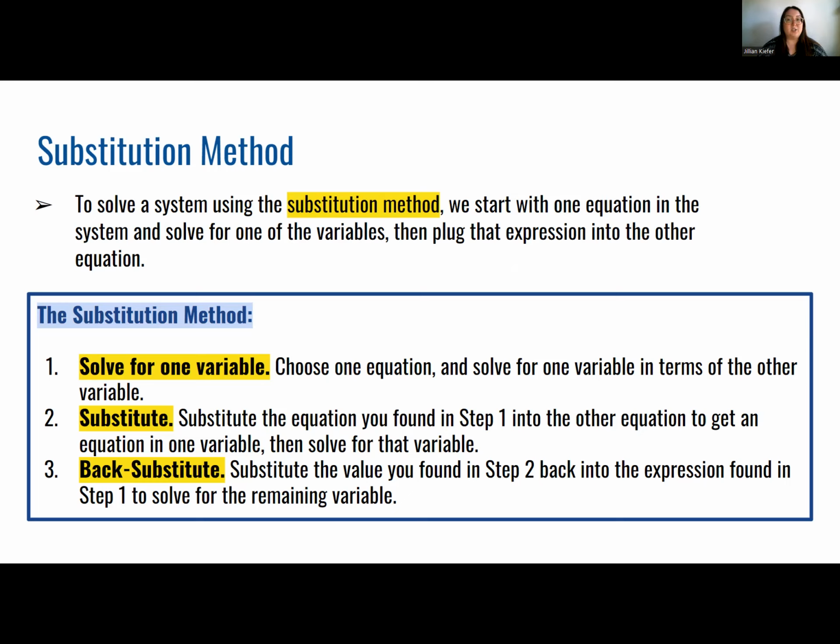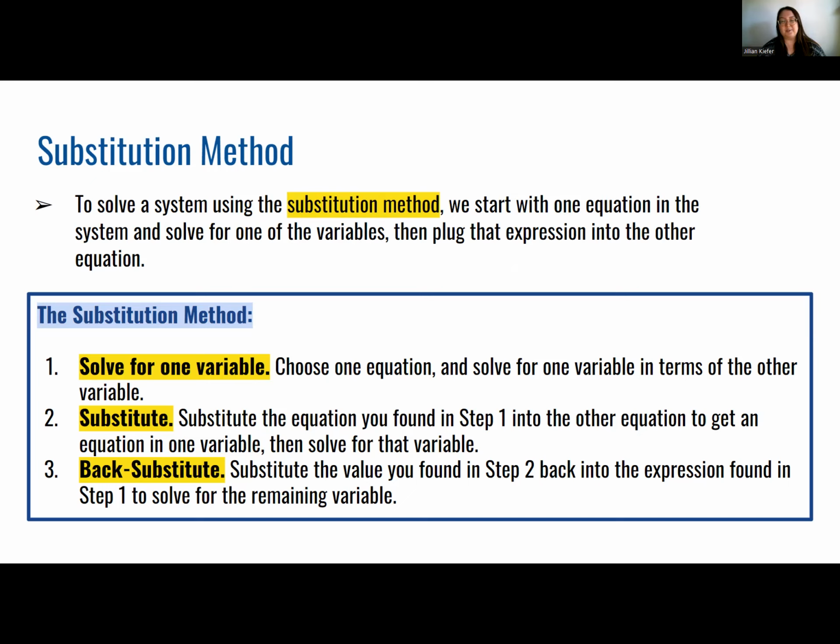Once you do that, you should be able to have a value for one of your variables, saying like, oh, x is 2, y is 5, something along those lines. Once you have that, which was the result from step 2, you would take that value and back substitute. So you're going to substitute that value that you found in step 2 back into the expression that you found as a result from step 1 to solve for the last variable. So those are the 3 steps that we would take for the substitution method.